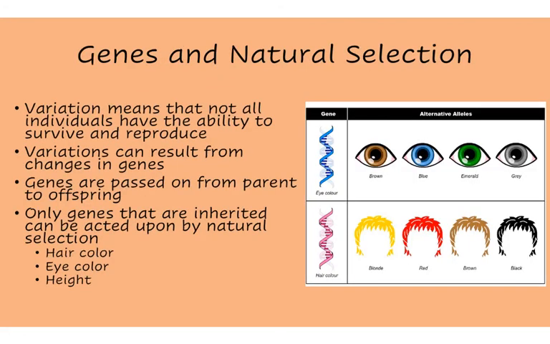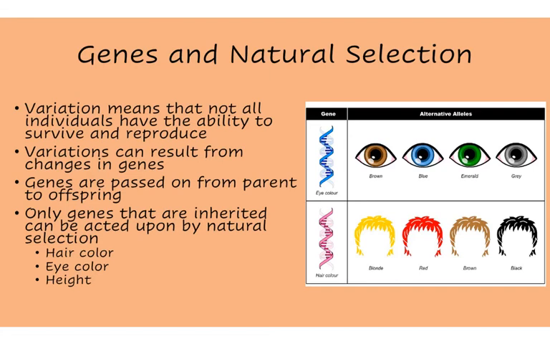So ultimately, we have to ask ourselves, how does natural selection actually act on organisms? How are these traits actually passed on to organisms? So variation means that not all individuals have the ability to survive and reproduce. Variations can result from changes in genes, and we're going to talk a lot about genes later on. But genes are passed on from parent to offspring. So there is the gene for eye color, for example, and maybe your dad has brown eyes and your mom has green eyes and you got brown eyes. So you got that trait, that gene from your father.